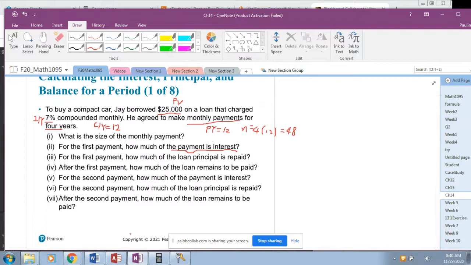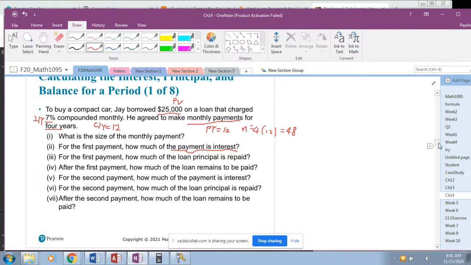Do not jump onto the MyLab questions. MyLab questions are based on lecture examples. Make sure you fully understand, you deeply understand, you completely understand the examples before you tackle any exercise.